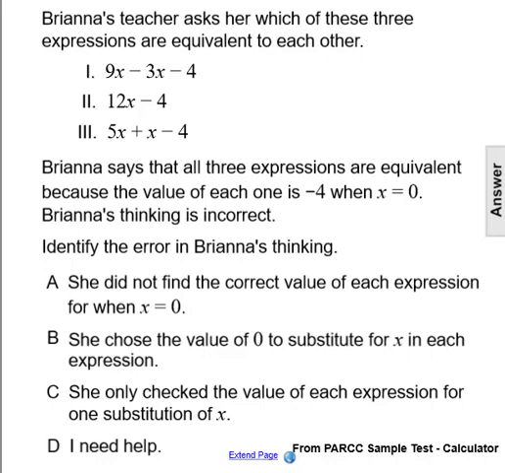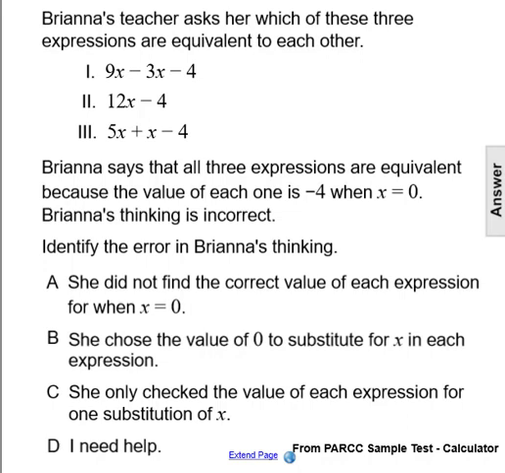Brianna's teacher asks her which of these three expressions are equivalent to each other. We have the expressions 9x minus 3x minus 4, 12x minus 4, and 5x plus x minus 4. Brianna says that all three expressions are equivalent because the value of each one is negative 4 when x equals 0. But Brianna's thinking is incorrect. Identify the error in Brianna's thinking.